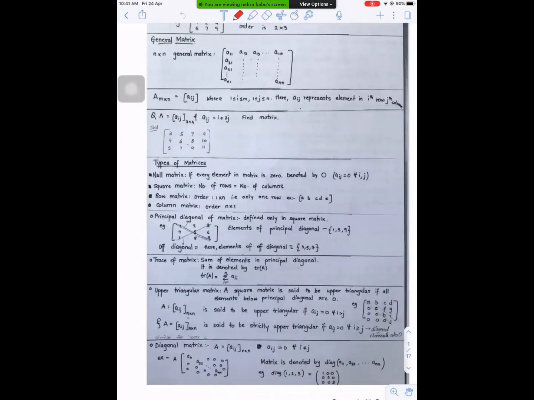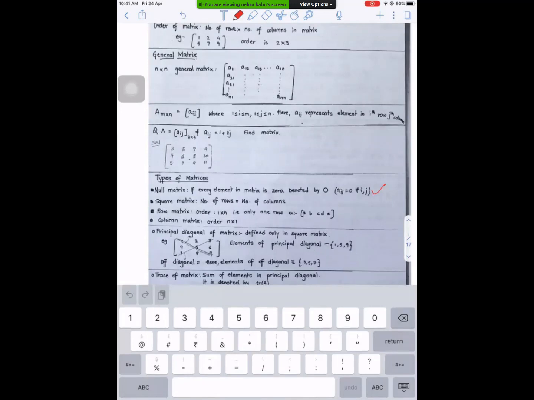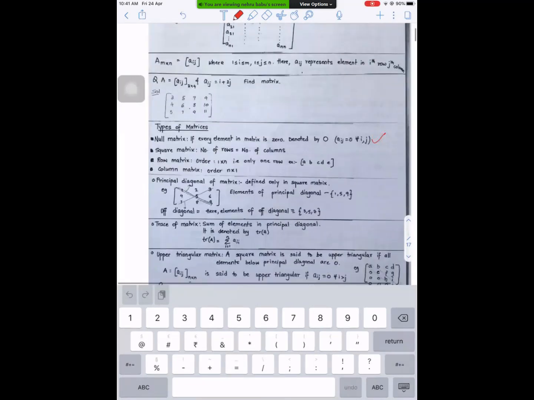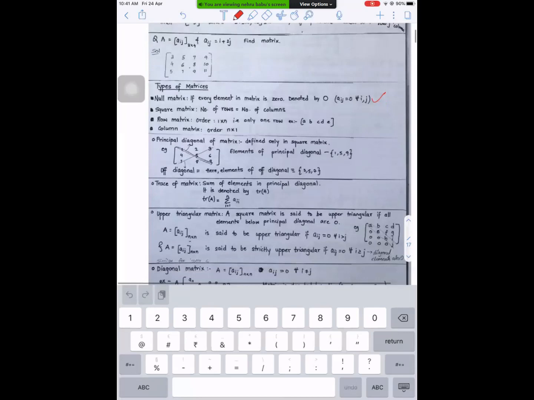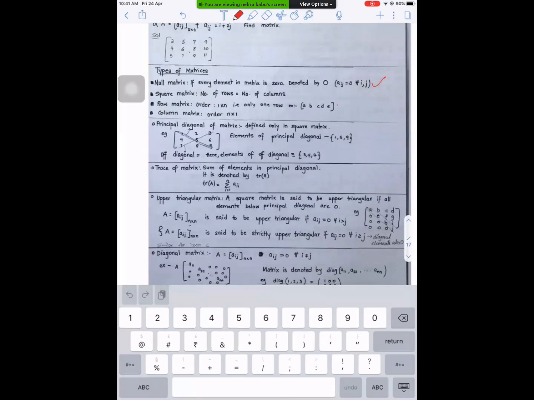Next, we discussed types of matrices. Null matrix: if every element is 0, then we call it a null matrix. We denote it with 0. Next, square matrix: if the number of rows equals the number of columns, we call it a square matrix. Next, row matrix, if only one row is there, and column matrix means only one column is there.